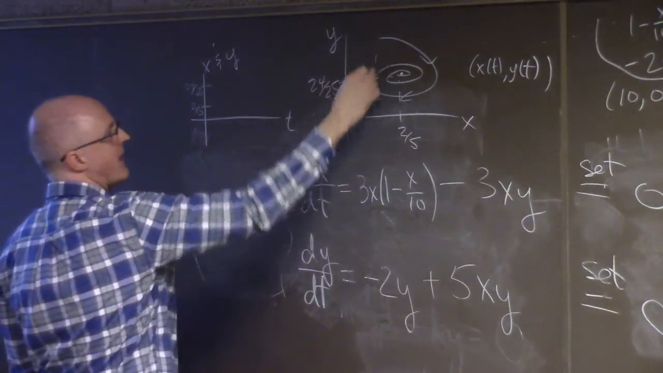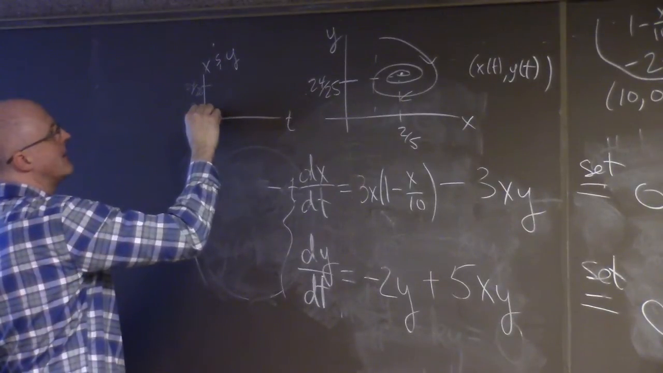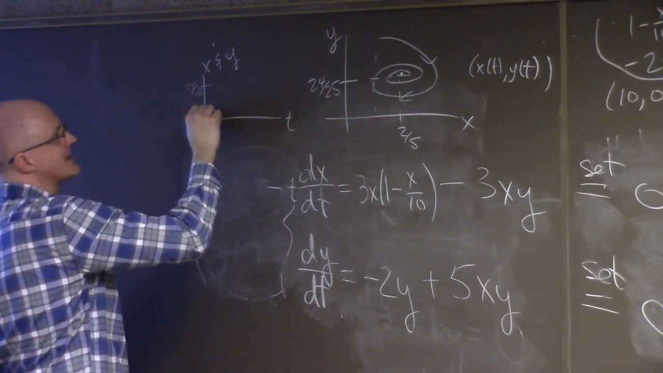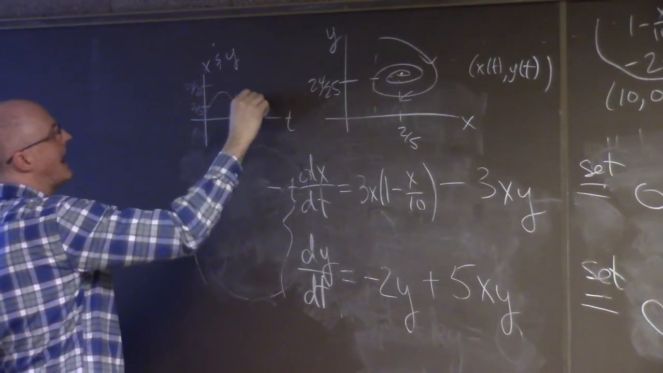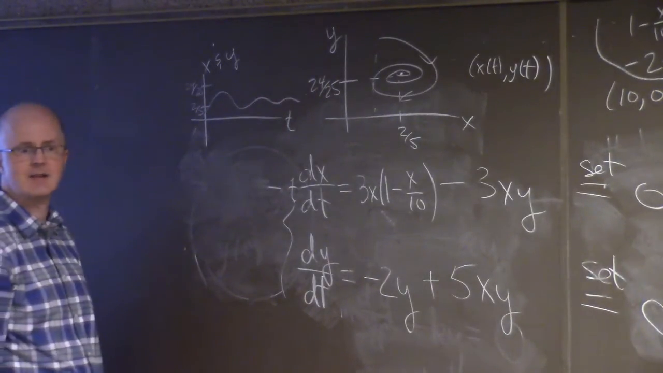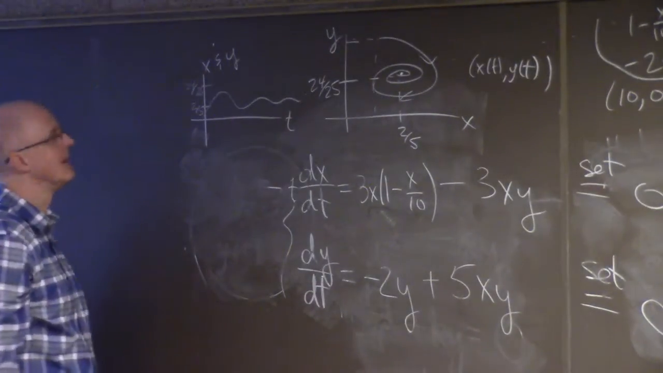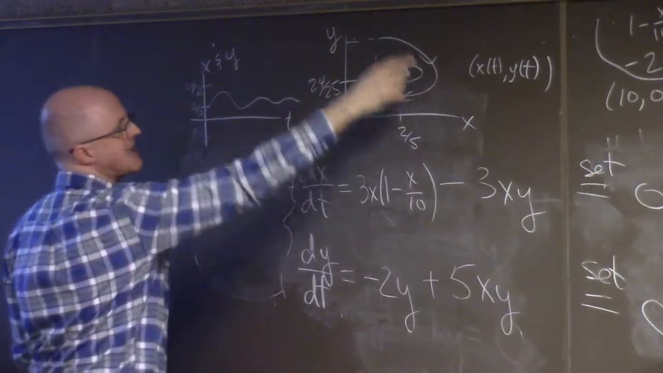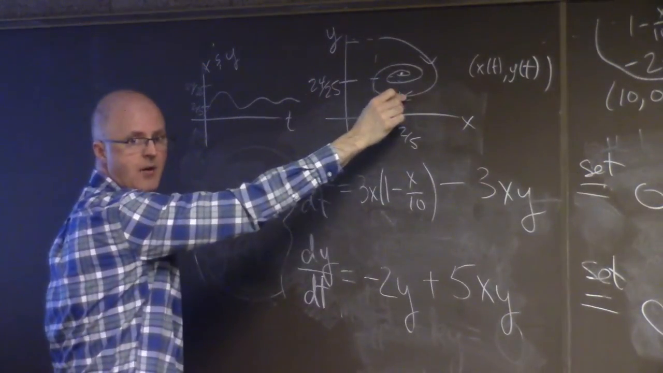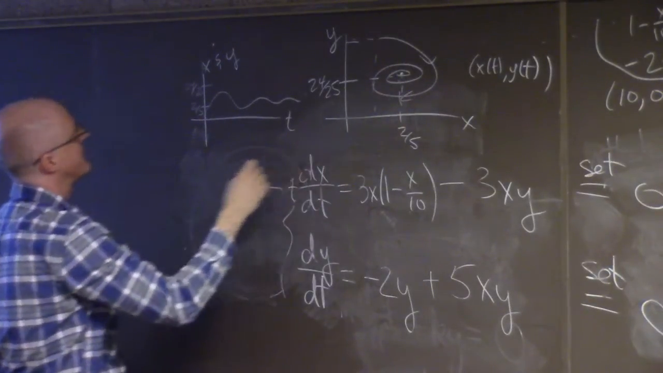X starts out fairly low, less than 2/5, goes up fairly high, doesn't go higher than 24/25, so it doesn't look like it on this scale. X is going to do something like that. Y starts out high, higher than 24/25, goes down, has a minimum right about there, where x is close to 2/5 there.